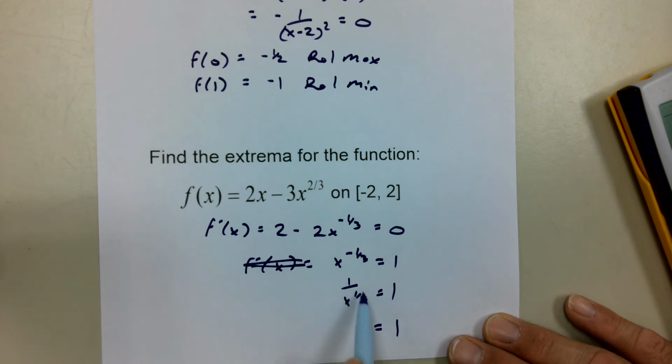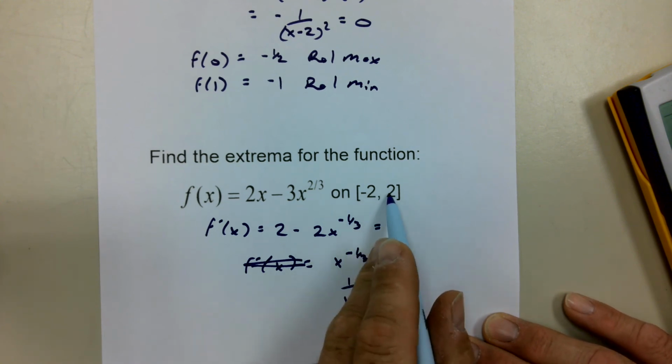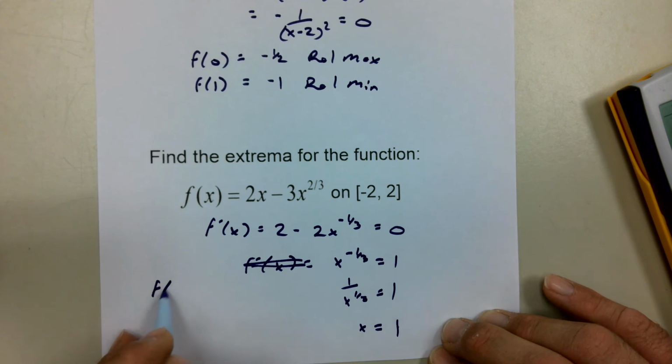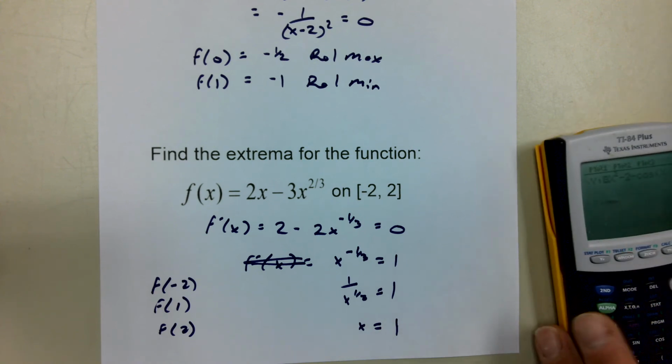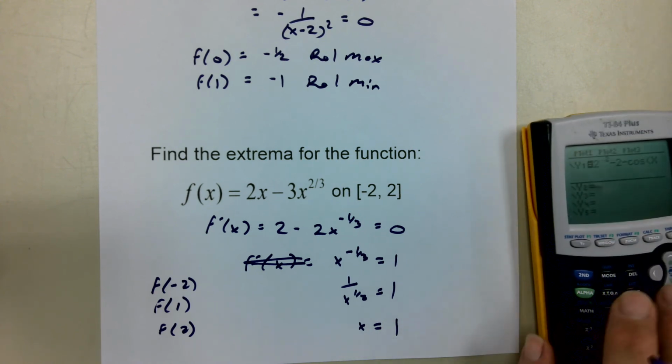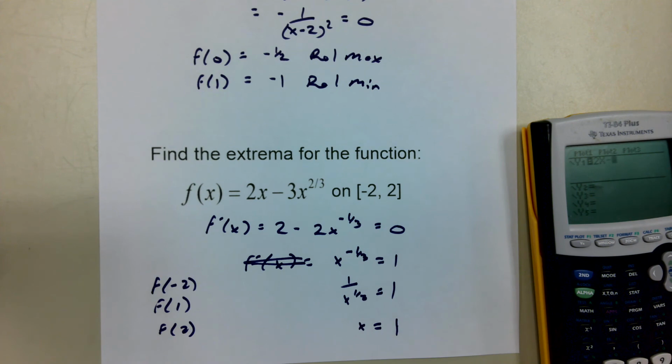X equals 1 is going to be a critical value. It's on the interval negative 2 to 2, so we're going to go ahead and find all those values. Go into your calculator. Again, we're going to type that original function in. We have 2x minus 3x to the 2/3.